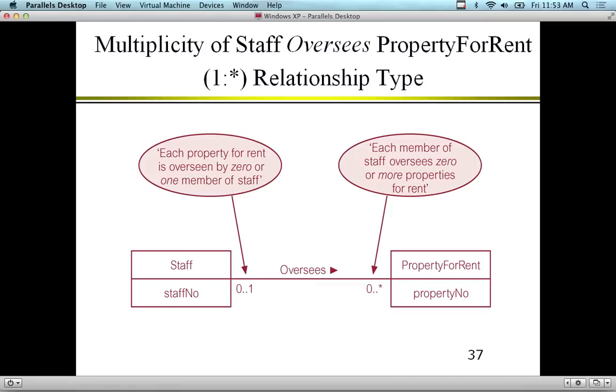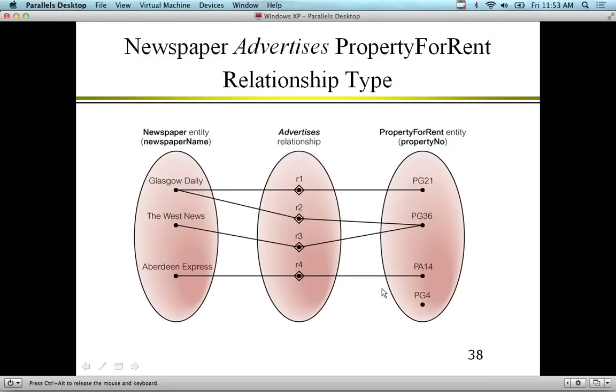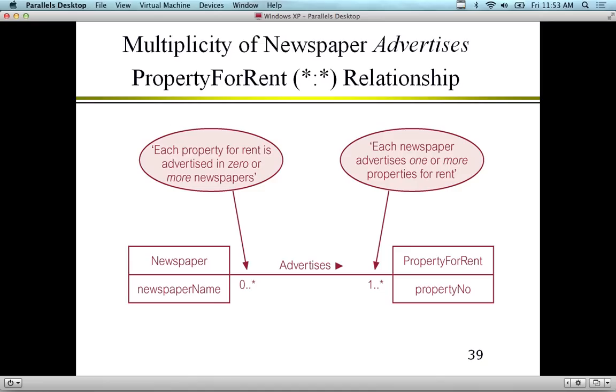But all right, so we have each member of staff, 0, optional participation with many. So we have the asterisk over here to show many. Now we have newspapers that advertise property for rent, with a relationship type where we have many newspapers with many different properties for rent. And so now we have many to many over here.